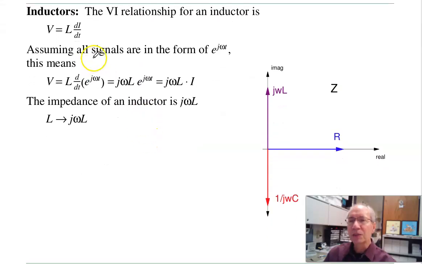If I look at inductors, the VI characteristic for an inductor is V equals L di/dt. Assuming everything's e to the j omega t, that's the basic assumption for phasors, then I would take the derivative, I get j omega e to the j omega t. So again, this is I. So the voltage is j omega L times I. Whatever multiplied by I is the impedance, so that's the impedance of an inductor. It's a complex number, which is your phase shift, your differentiator, times omega times L. As frequency goes up, the impedance goes up.